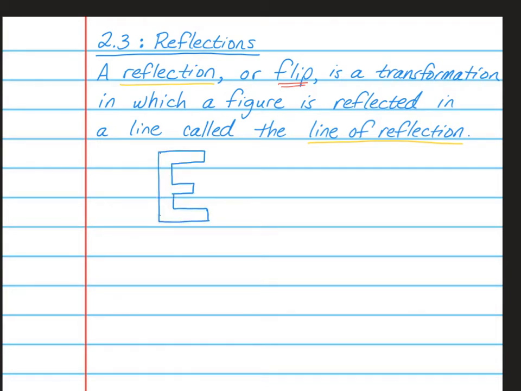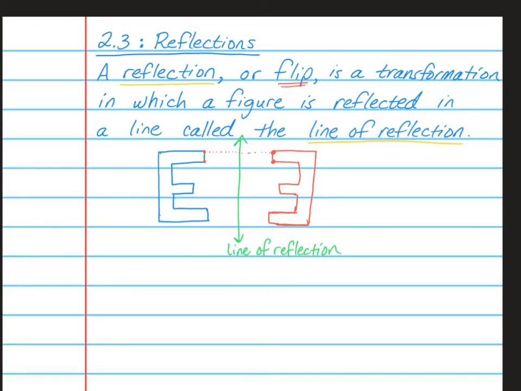For example, if I took this block letter E and I were to reflect it in this line of reflection right here, then I would need to look at each of the points. I'll start with this one. I'm going to go to the line of reflection and then go past it the exact same amount and put a point there. I would need to do this for all of these points, and what I would end up with is a backwards letter E like this.